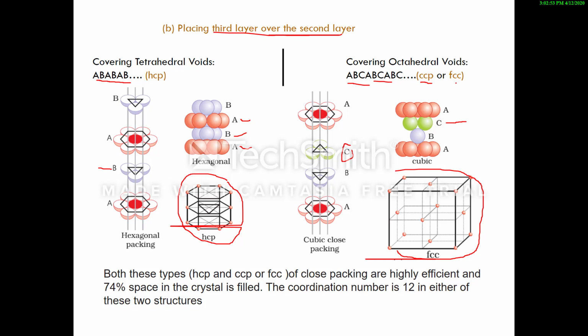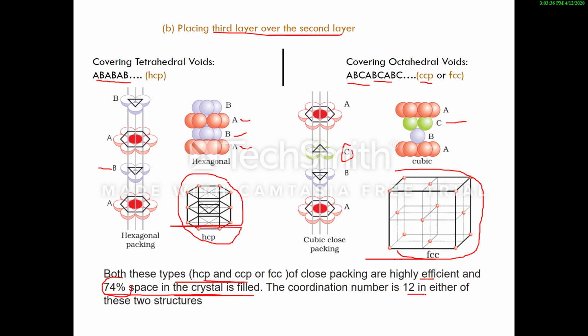So we can say in three-dimensional close packing we have two types. One is hexagonal close packing, another one is cubic close packing, which arises from the hexagonal close packing in two dimensions. Is it clear? Now in both cases, HCP or CCP, which are both similar to FCC, they are highly efficient, and 74% of the crystal is filled. This calculation we will do later on, how the 74% comes. And in both cases, the coordination number is 12.